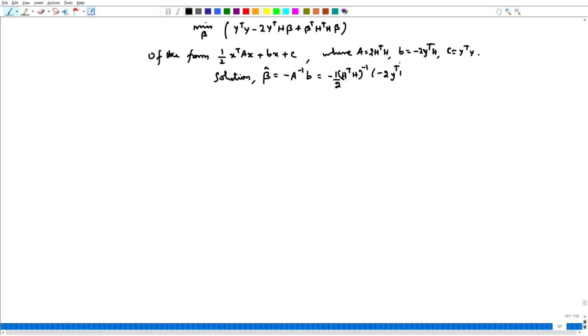It will actually be H transpose y, because you have a b transpose x here. So this will be H transpose y. Here you have a minus 2 H transpose y; minus half and minus 2 cancel. So you have H transpose H inverse H transpose y. As simple as that, that is the answer.